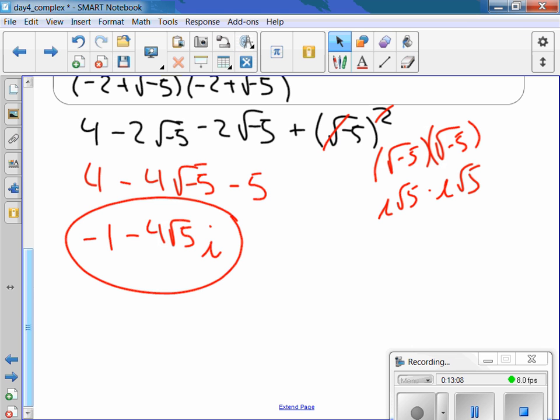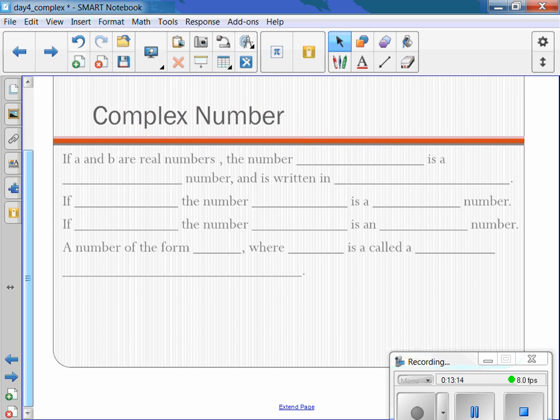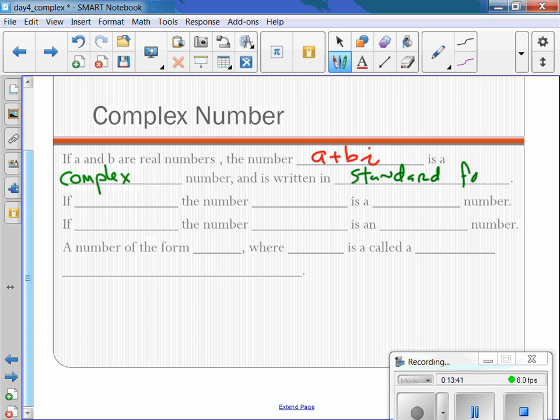So that being said, we do come up with a definition of our complex number. If a and b are real numbers, the number a plus bi is a complex number written in standard form. That's why in the last example we did, it was written as negative 1 minus whatever, because we're first going to have the real part, and then the part dealing with our i.